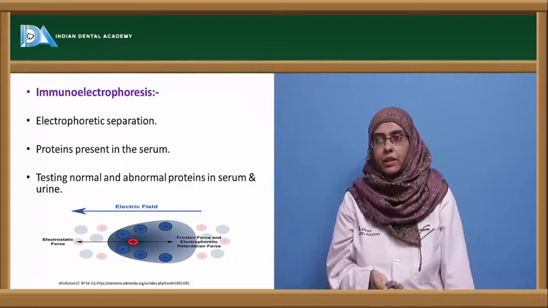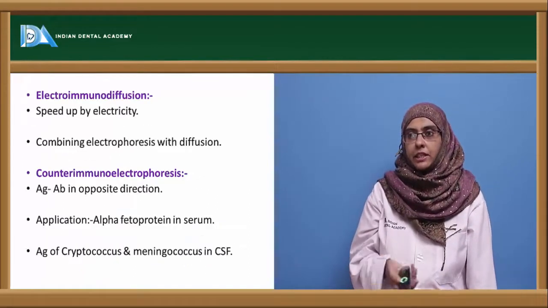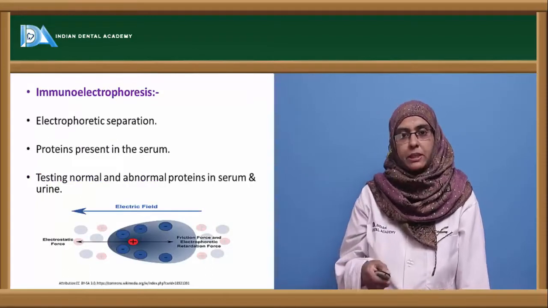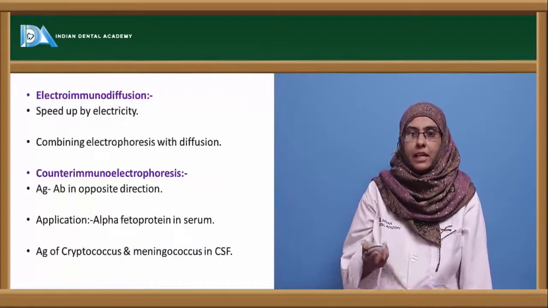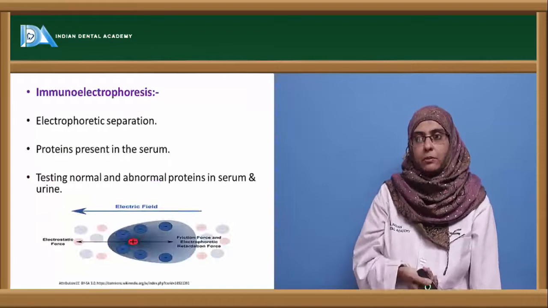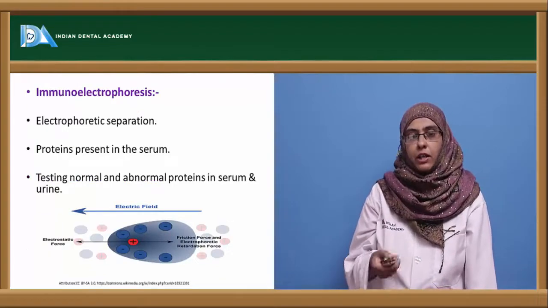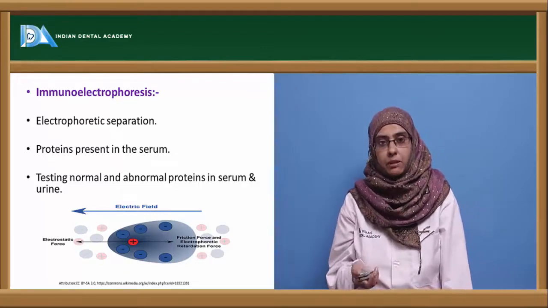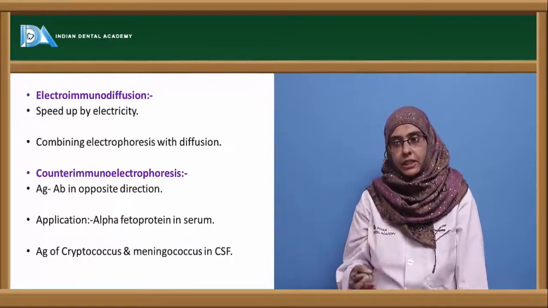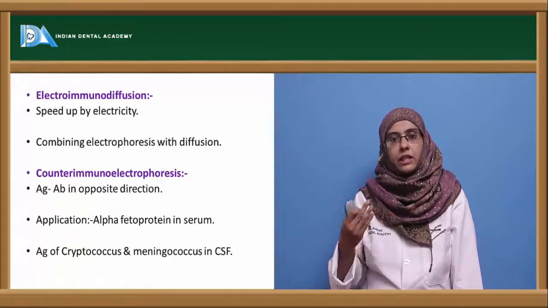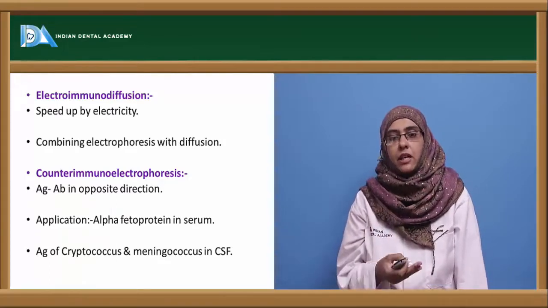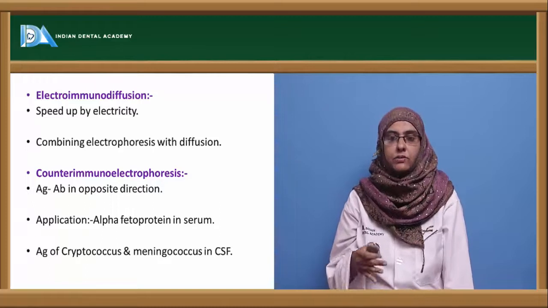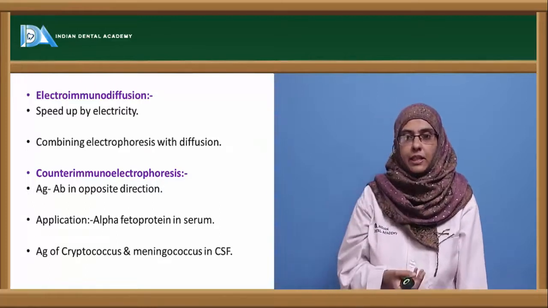Next is electroimmunodiffusion. The immunoelectrophoresis can be speeded up by applying electricity. Immunoelectrophoresis might take about 18 to 24 hours to give us the reaction. But by applying electricity, the speed of the reaction can be enhanced, and within 1 or 2 hours we'll get the result. So it is combining electrophoresis with diffusion, applying the electricity.